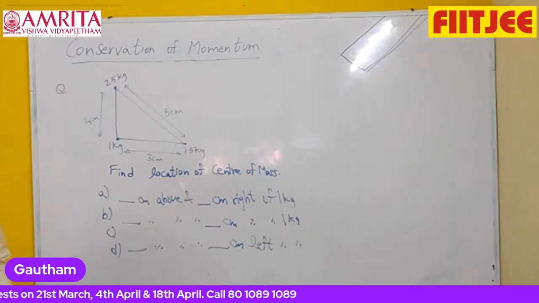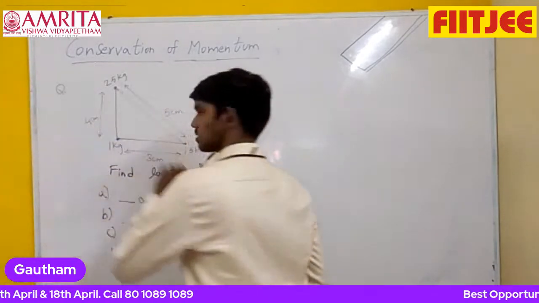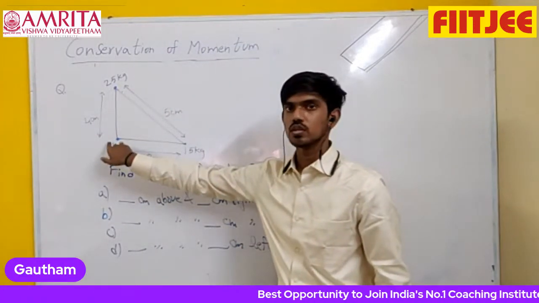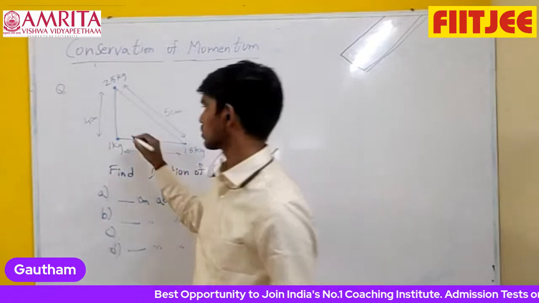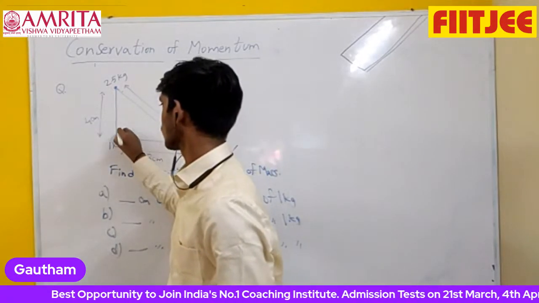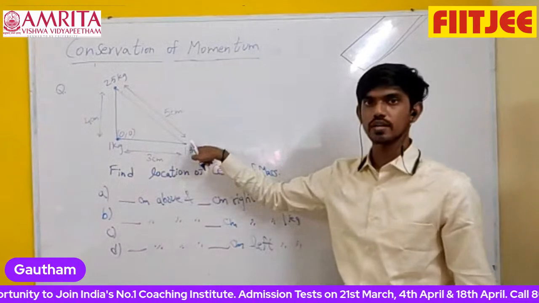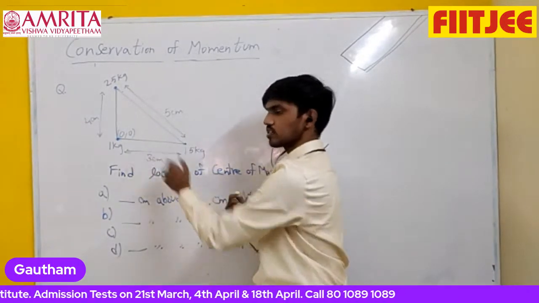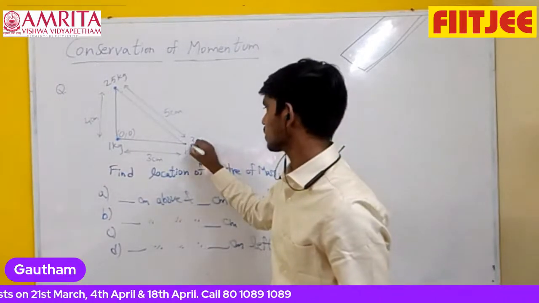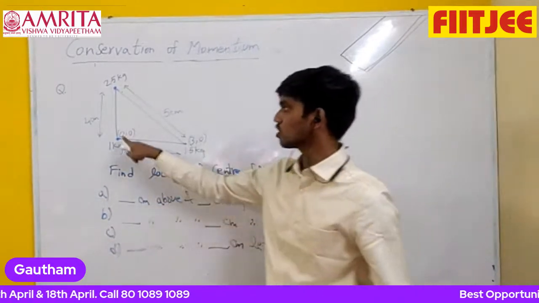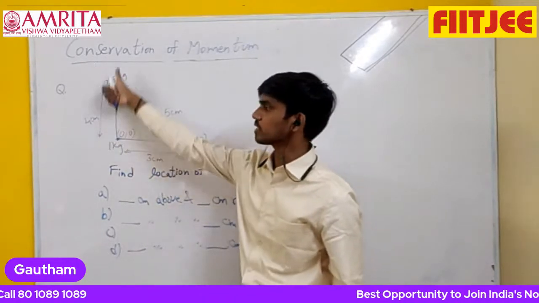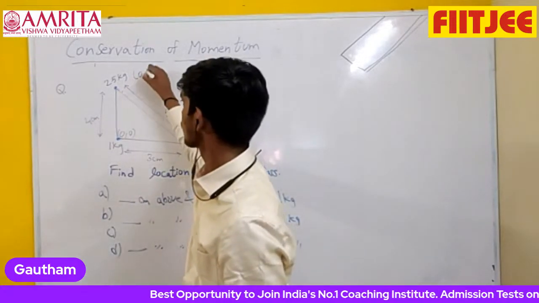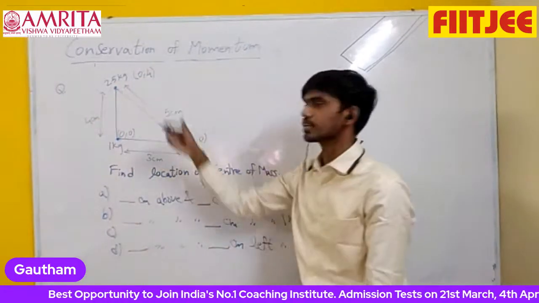Now in this question, since the 1 kg mass is taken as reference in all the options, we can give this reference the coordinates 0,0. Let's take this as the x-axis. Along the x-axis it is 3 centimeters, so its coordinate is 3,0, and this one present on the y-axis has coordinate 0,4. So we have found the coordinates of the three particles.